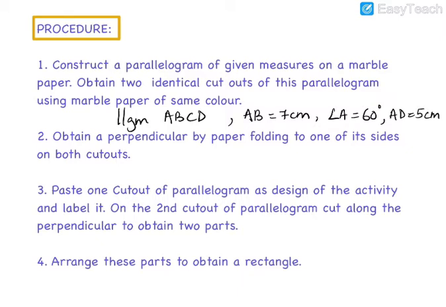Then we will obtain a perpendicular by paper folding to one of these sides on both the cutouts of parallelogram. The third step will be to paste one of the cutouts of the parallelogram as design of the activity. We will cut the second parallelogram along the perpendicular and obtain two parts. Each part will be a quadrilateral. Then we will arrange these parts to obtain a rectangle.